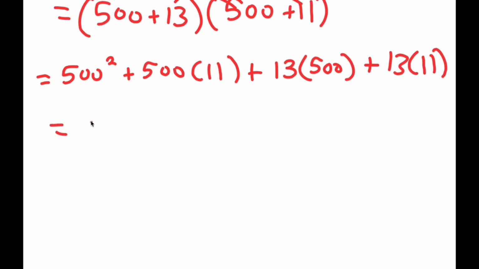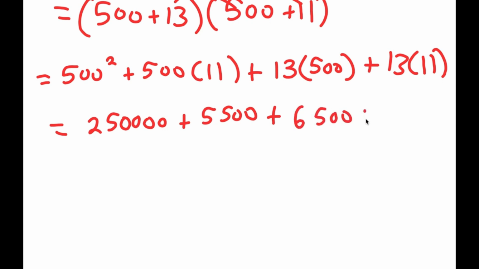500 squared is 250,000. And 500 times 11 is 5,500. 13 times 500 is 6,500. And finally, 13 times 11 is 143.